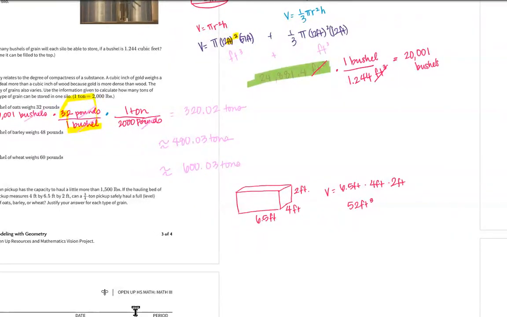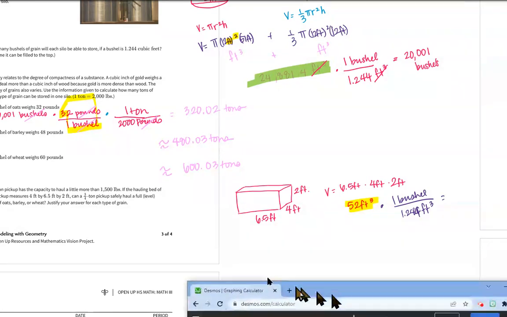Okay, so the first thing that I'm going to do, so again, this is my answer for one of those, but now I'm going to take this and multiply it by 1 bushel over 1.244 feet cubed. And do you see how these two units, feet cubed, would cancel and I'm going to be left with a bushel? That's going to tell me how many bushels are going to fit volume-wise in here.